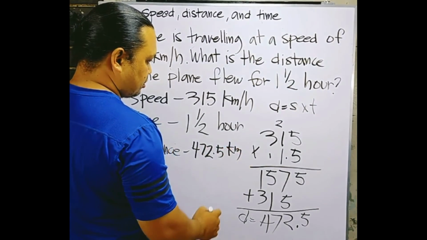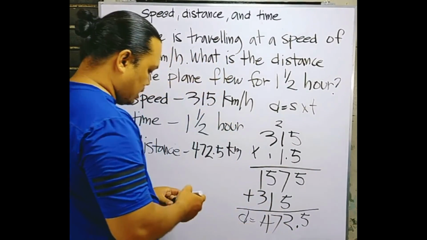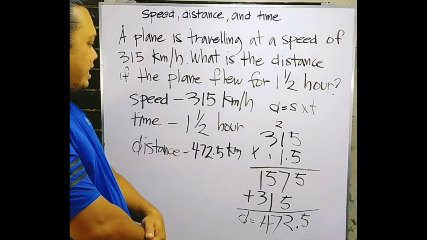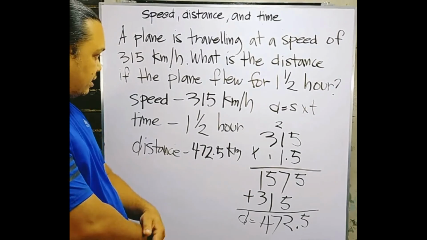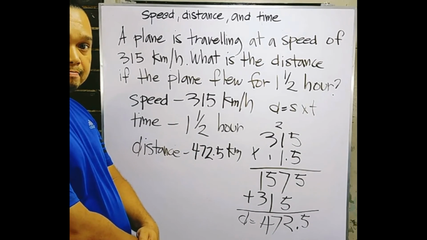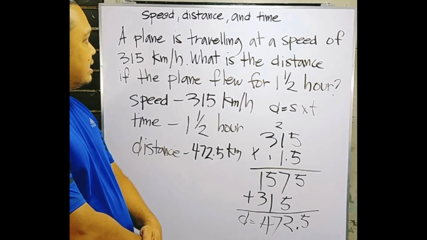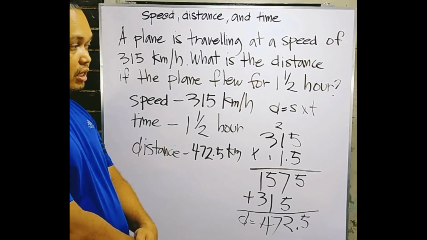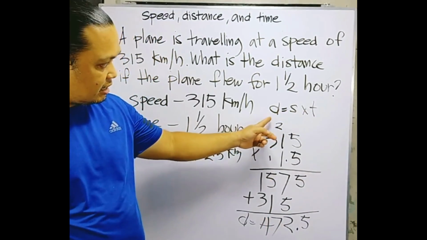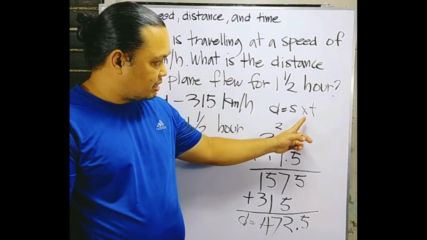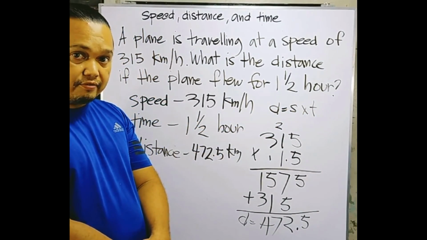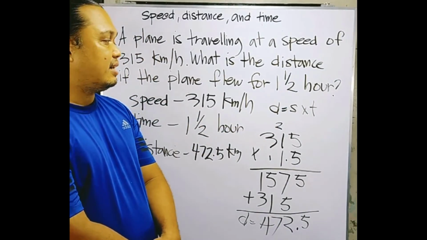kilometers. Okay, so that will be the distance that the plane traveled for 1.5 hours, traveling at a speed of 315 km per hour. Okay, so that's how we get the speed, distance, and time using the formula d equals s times t, or distance is equal to speed times the time. And from this formula, you can derive further formulas using the triangle.